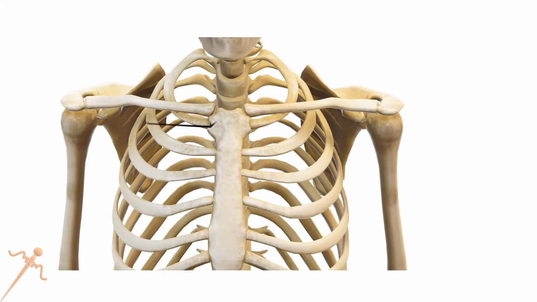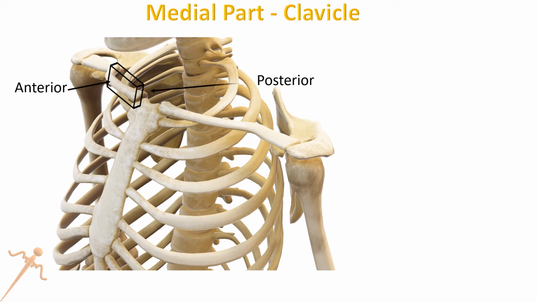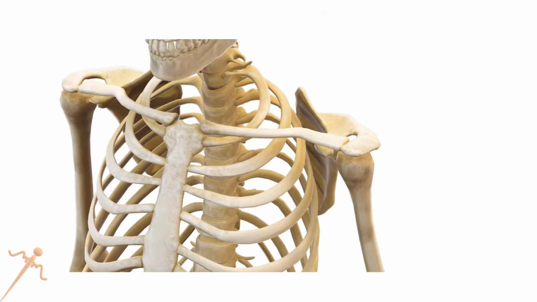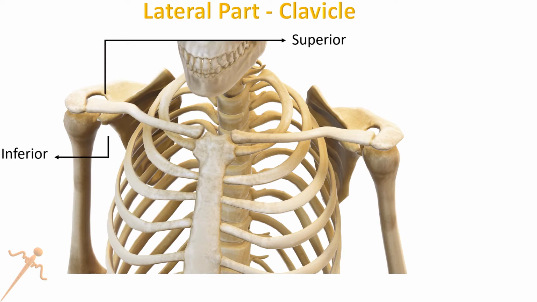The medial 2/3 being quadrangular has 4 surfaces: anterior, posterior, superior and inferior. The lateral 1/3 is flattened and has only 2 surfaces, superior and inferior, and 2 borders, anterior and posterior.